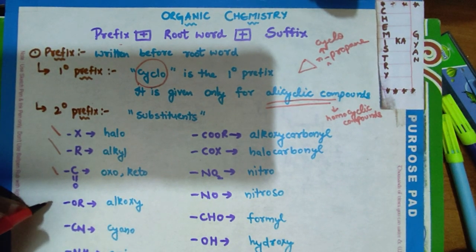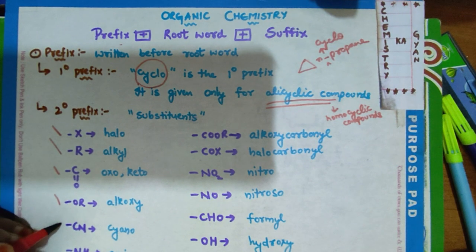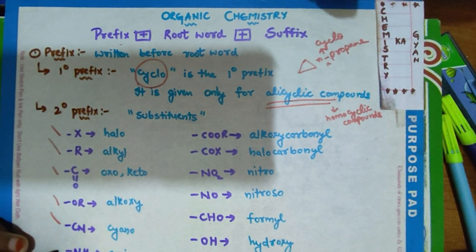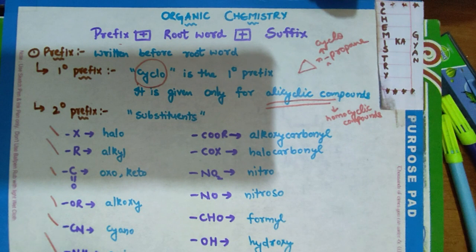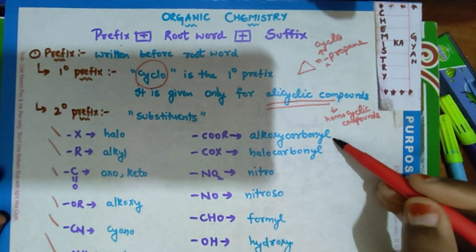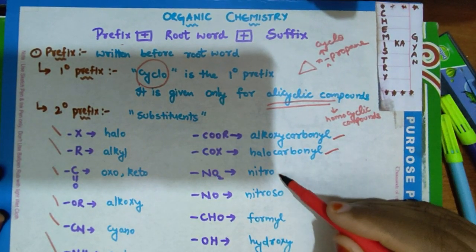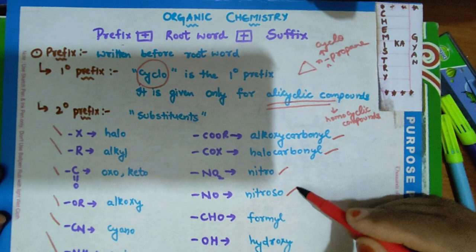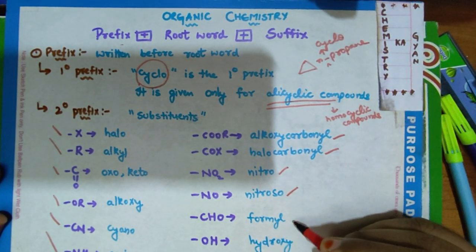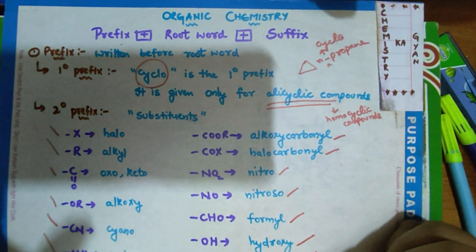Then for ether group, we write alkoxy. For nitrile group, we write cyano. For amino group, amino. Then for COOR group, that is alkoxycarbonyl. Then for COX, halocarbonyl. Then NO2, nitro. NO, nitroso. CHO, that is aldehyde group, formyl. OH, hydroxy, and SO3H, sulfo group.